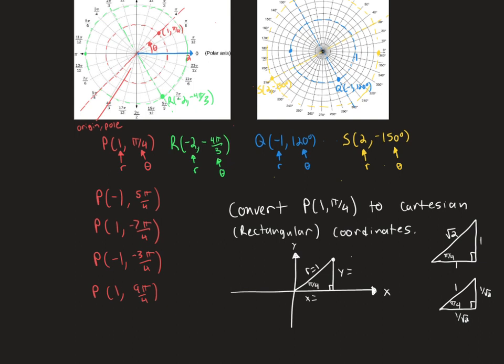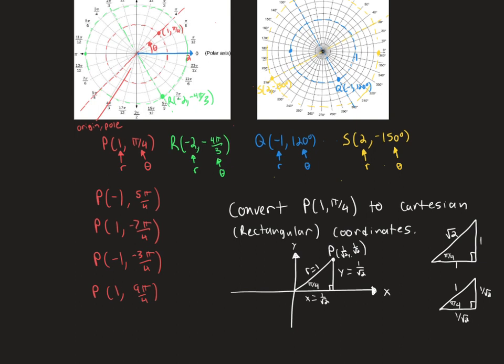So now here we know that y is 1 over root 2 and x is also 1 over root 2. So our Cartesian coordinate point is 1 over root 2, comma 1 over root 2. So we've successfully converted from polar coordinates to rectangular coordinates. And now I'm going to talk about how we can do that much more easily.